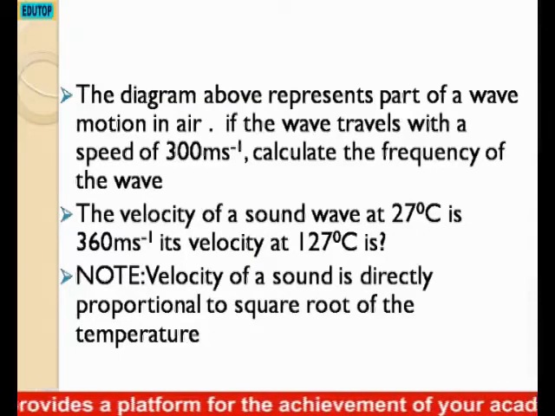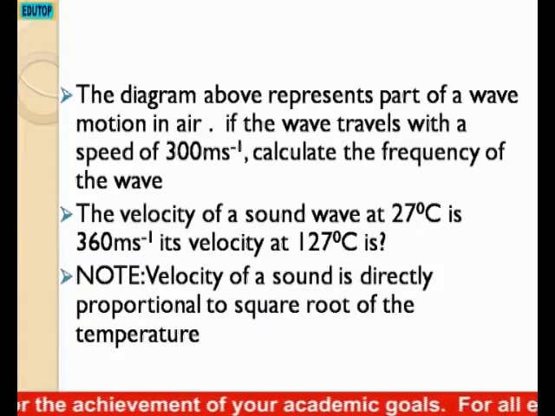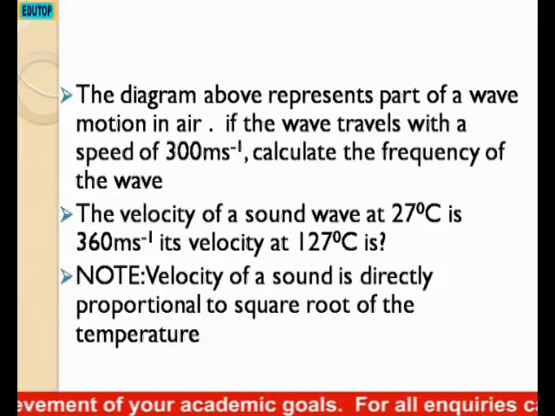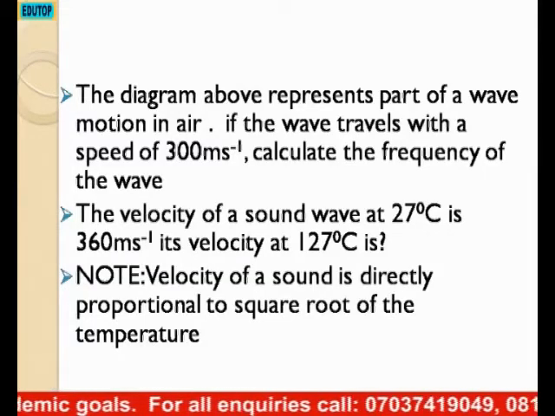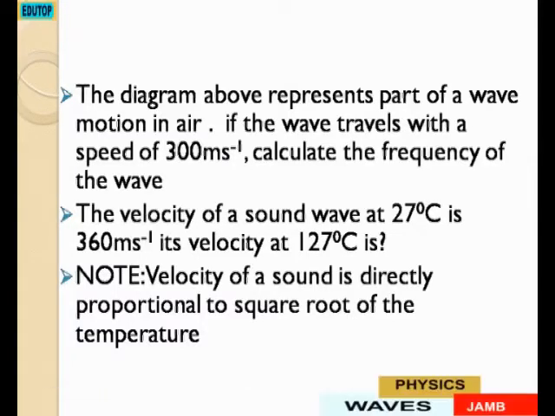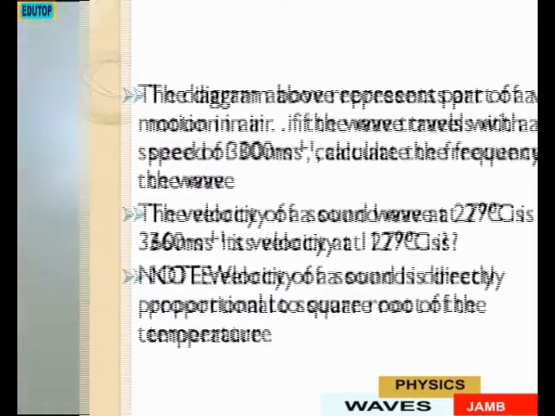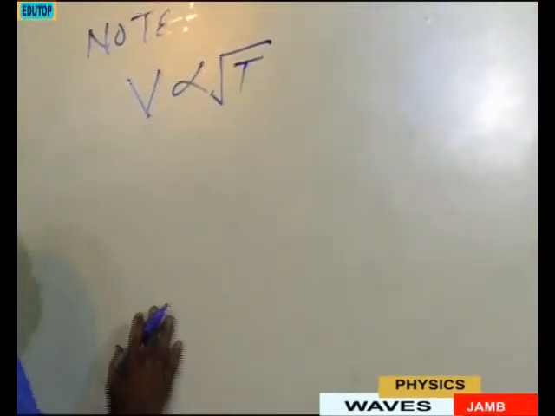The velocity of a sound wave at 27 degrees Celsius is 360 meters per second. Its velocity at 127 degrees Celsius is? The velocity of a sound V is directly proportional to the square root of temperature.